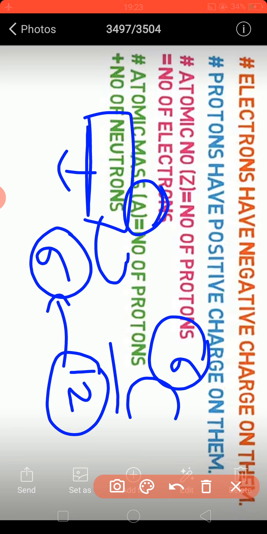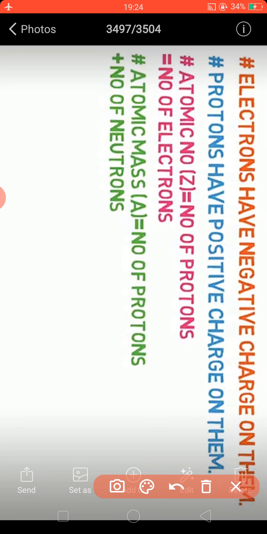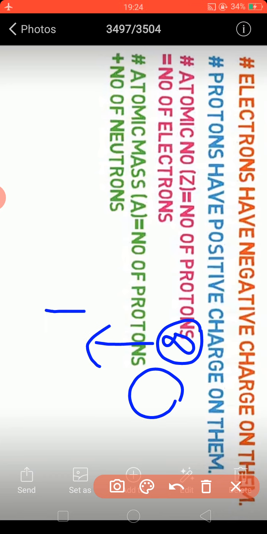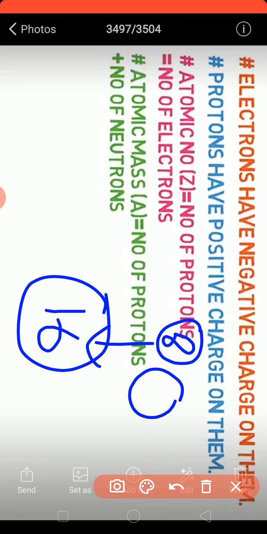So students, learn the atomic numbers. Generally, atomic mass is double that of the atomic number. If the atomic number is 6, the atomic mass will be 12. In the case of oxygen, the atomic number is 8 and the atomic mass of oxygen is 16. So there are these kinds of things in chemistry.